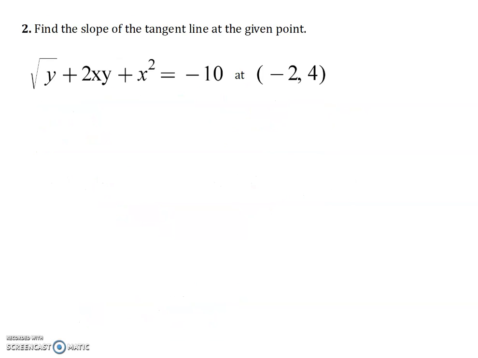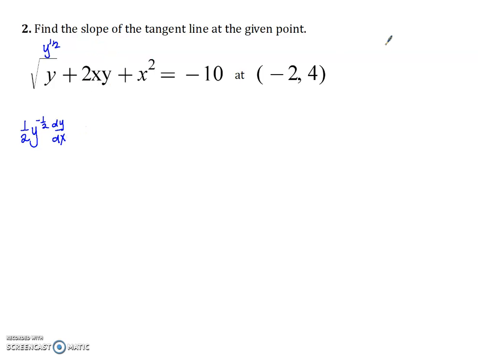Now let's look at number 2. So this time all we want to do is find the slope of the tangent line. They've already given us the x and the y value. I'm going to rewrite my square root of y as y to the 1/2. When I do the derivative here, I'm going to have to do product rule. These two will just be regular derivatives. So for the square root of y, 1/2 y to the -1/2, and then I did a y derivative, so times dy dx.